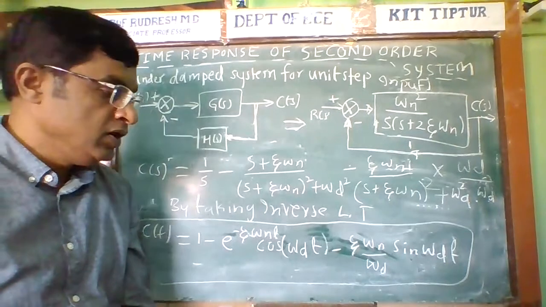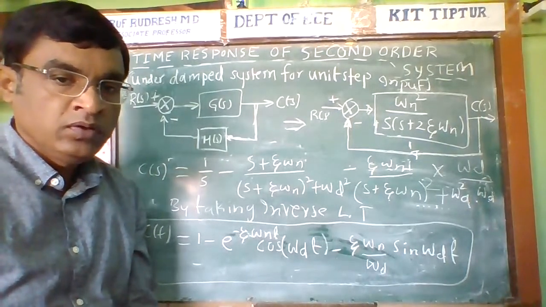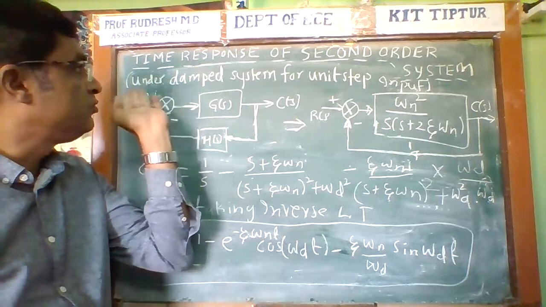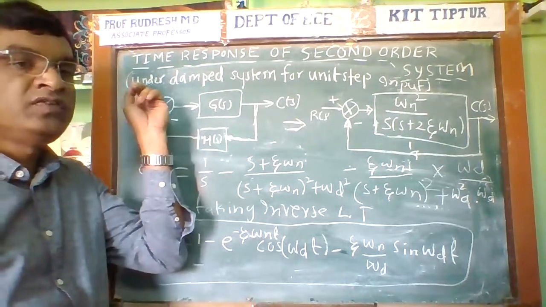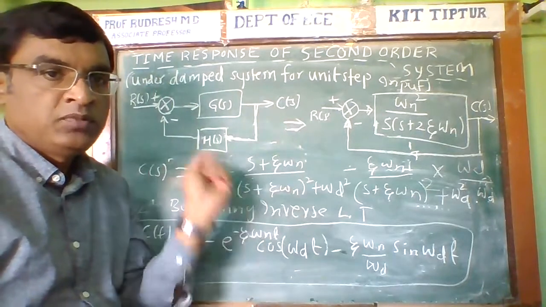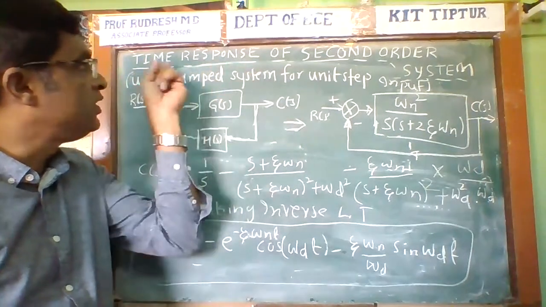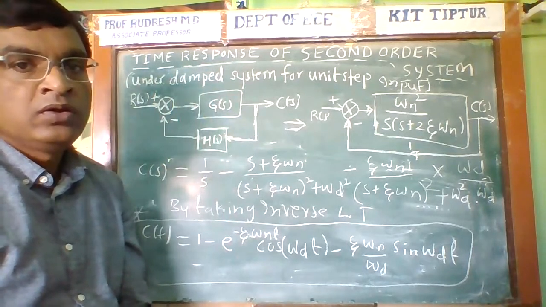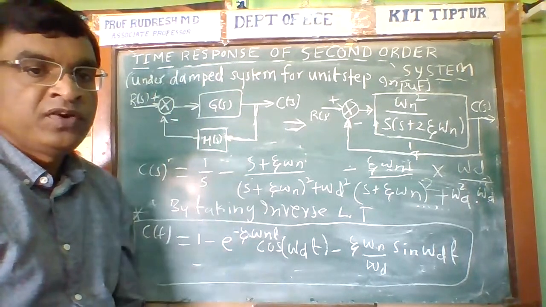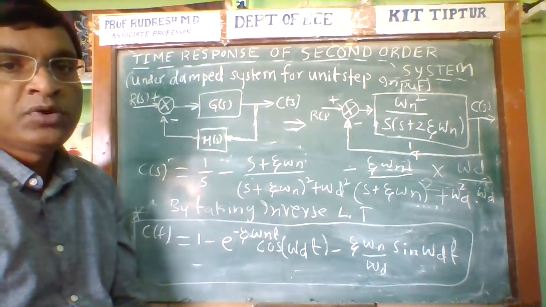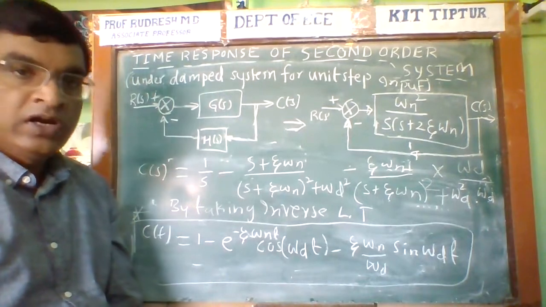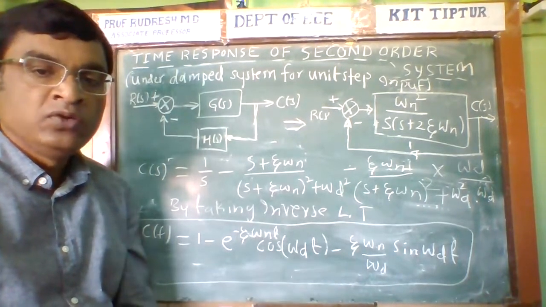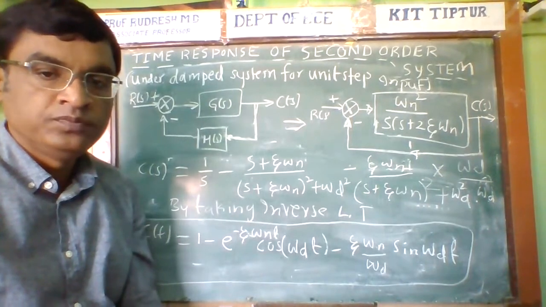Similarly, we can derive the expressions for the time response of the undamped system, the overdamped system, and also the critically damped system. Usually the time response C of t of an underdamped system is asked in the examination. But if I want to find the time response of the undamped, overdamped or critically damped system, I can write the expression directly. To remember, similarly we can derive those expressions also.